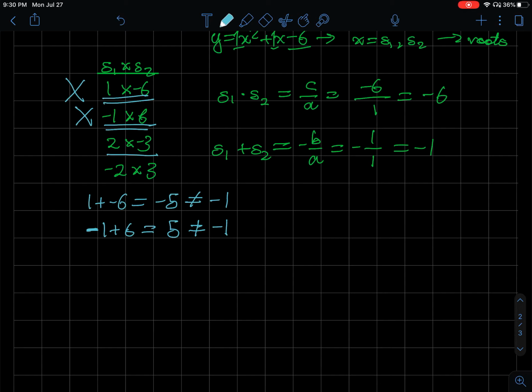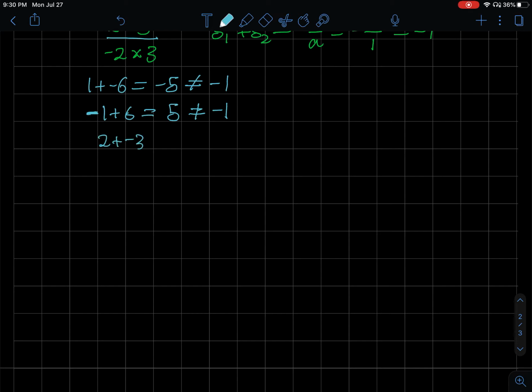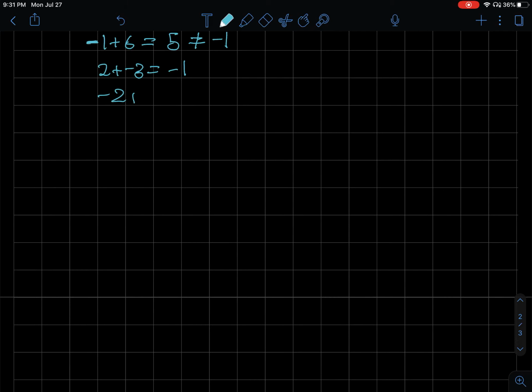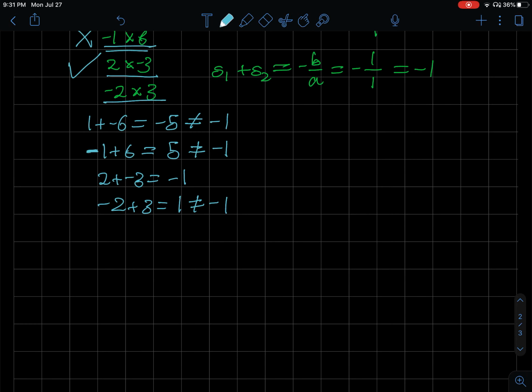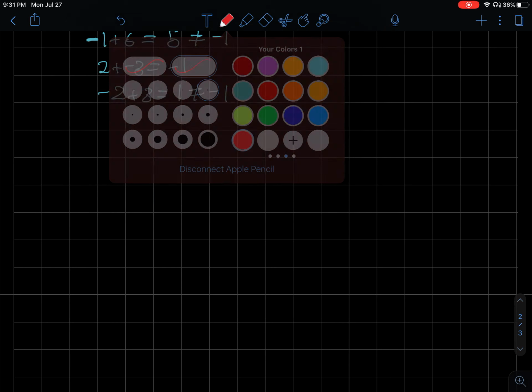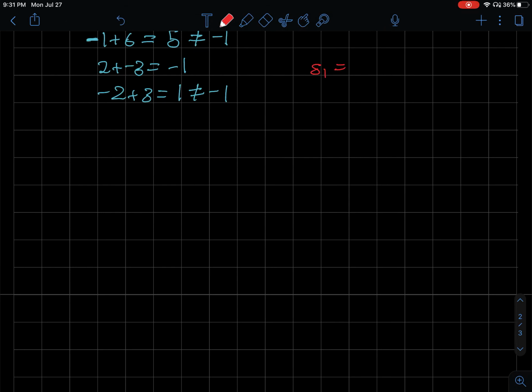And 2 plus negative 3. 2 plus negative 3 is 2 minus 3, which is negative 1. So this one works. This one's a valid choice. And finally, we'll test out the last one, negative 2 plus 3, which is 1, and that is not equal to negative 1. All right. We've already found our solutions here, so this means that we have already found our roots, and they would be s1 equals 2 and s2 equals negative 3. And there you have it.